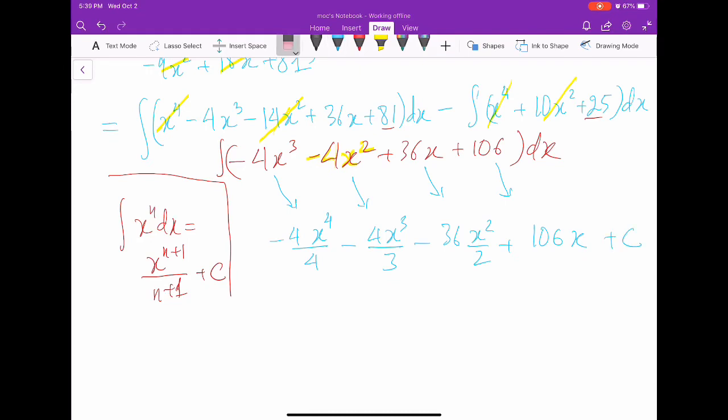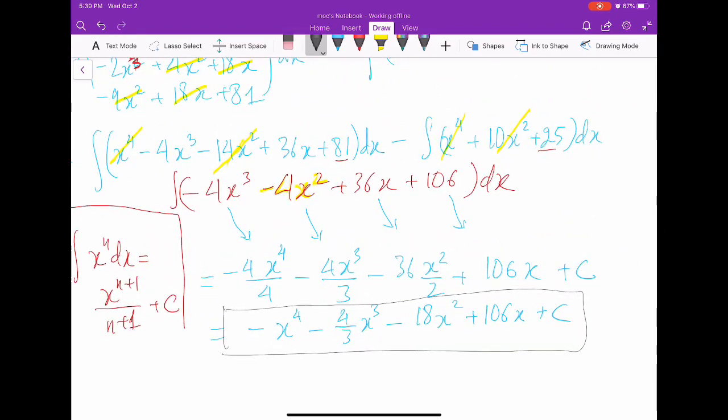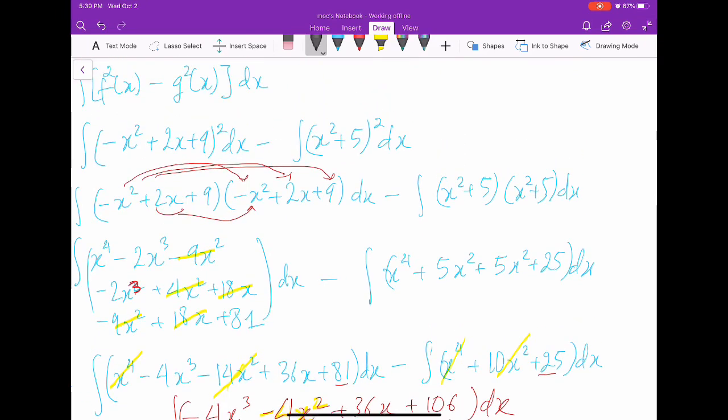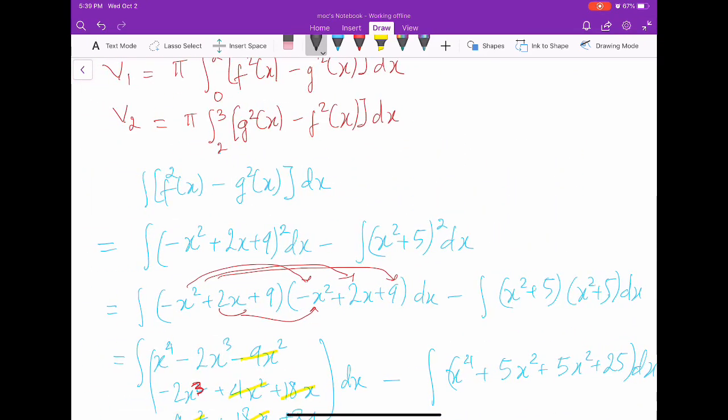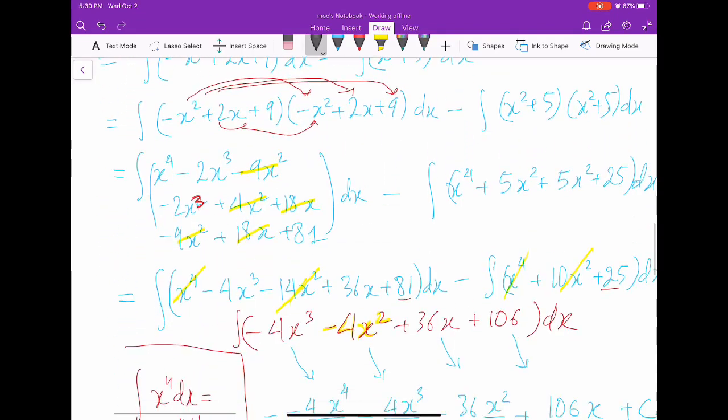plus c. So let's simplify this. You will get negative x to the 4 minus 4 over 3 x cubed, and then minus 18x squared plus 106x plus c. Given that this is pretty long, but we got the answer, right? So that is the antiderivative of our integral f squared minus g squared. And now we just plug numbers 0, 2, 3 into this antiderivative to find v1 and v2.